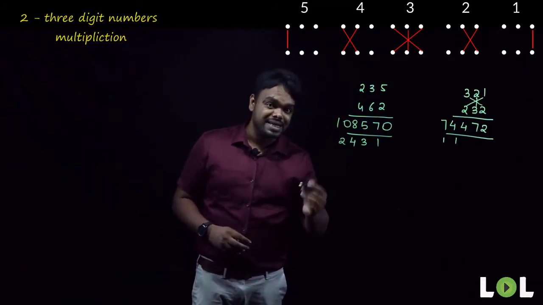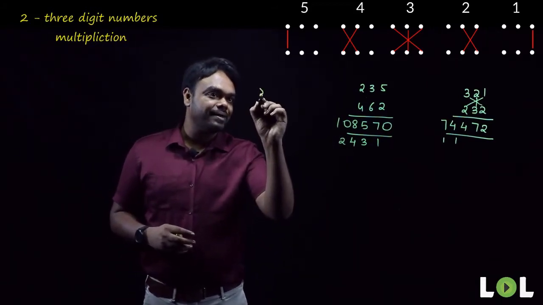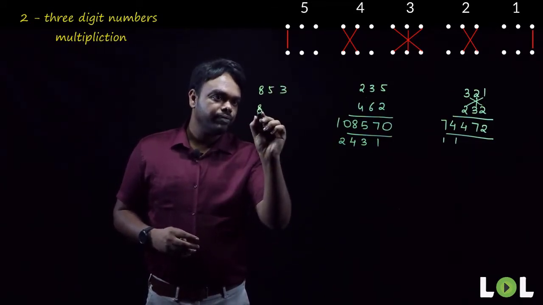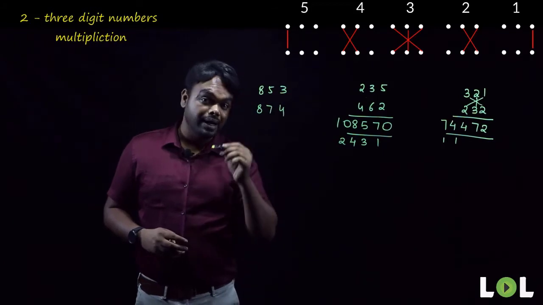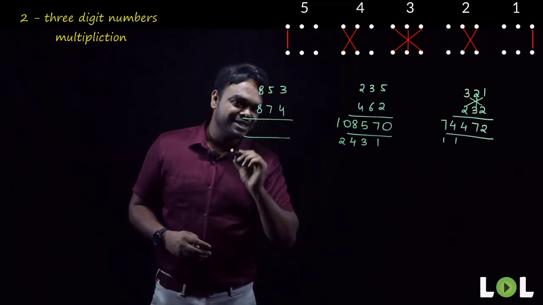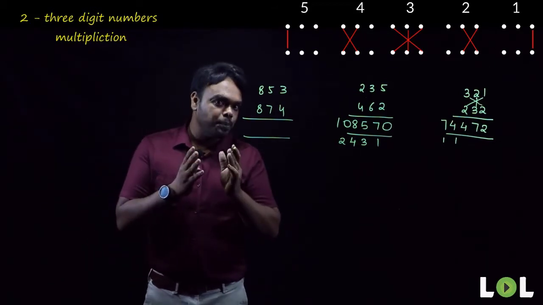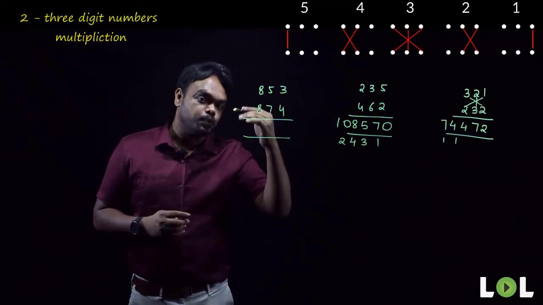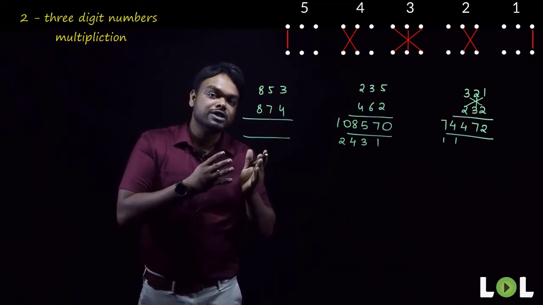Let us take one more example. Yes, of course. If I take 853 into 874, let us multiply this number. Let me slightly increase the speed this time. So I hope you're understanding this. So because of that reason, I'm trying to increase the speed so that you can adapt with the speed here.